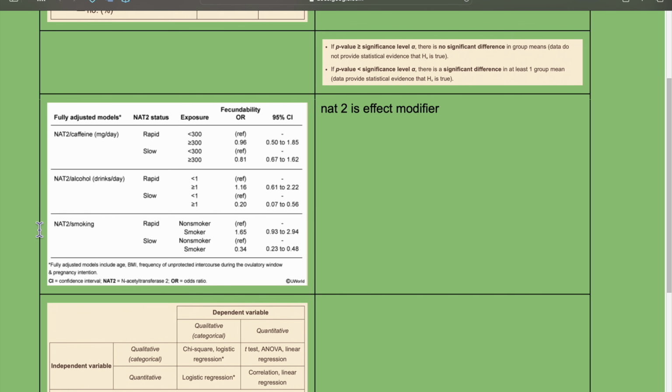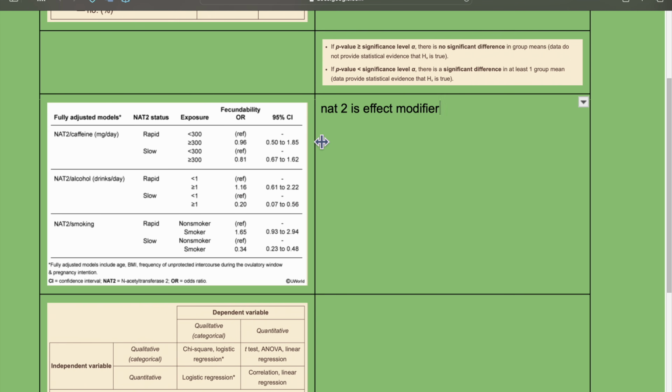Okay. So here the question is, what type of study was this, right? This feels like it's stratified. So this is a confounding type of study where NAT2 is the effect modifier. So when NAT2 is added to caffeine, it increases its effect on it, basically. Okay, in the smokers.